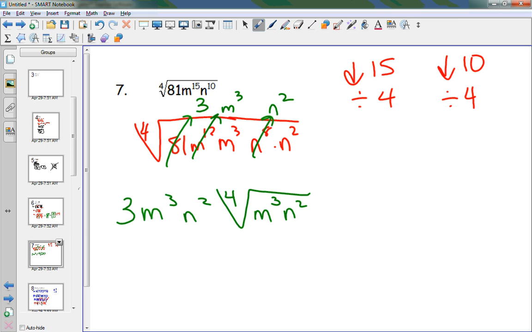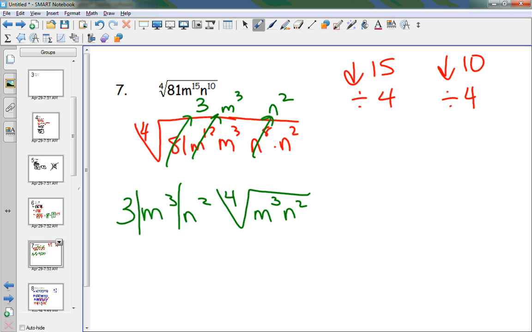Am I done? No. Why? Why only around the m do I put absolute value bars? First of all, I have a possible absolute value because my index is even. Then I look at my reduced powers, and I take only the odd ones, and I put the absolute value bars around them. Because the n squared, if I square a number, whether it's positive or negative, the outcome will always be positive. So I don't need to worry about what n is, because my outcome will always be a positive value.